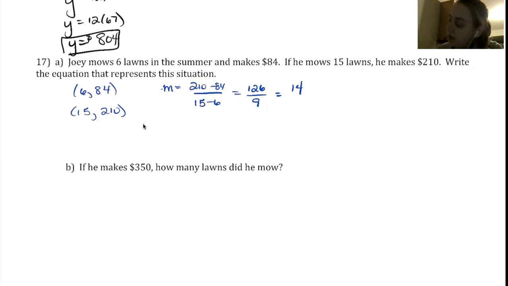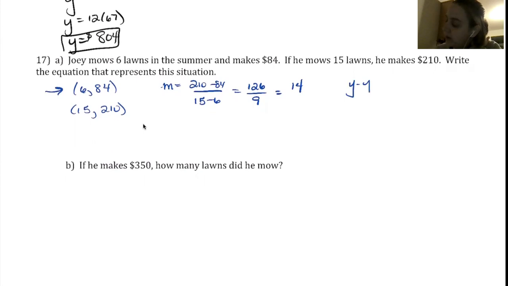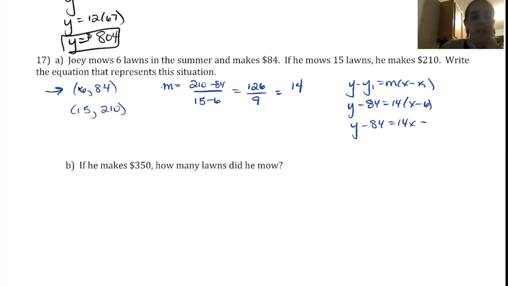Y equals, let's use the first ordered pair. Y minus y1 equals m times x minus x1. So y minus 84 equals 14 times x minus 6. Y minus 84 equals 14x minus, what's 14 times 6? It's 84. Add 84 to both sides. Y equals 14x. If he makes $350, how many lawns did he mow?